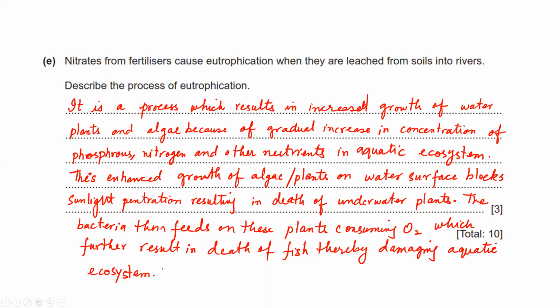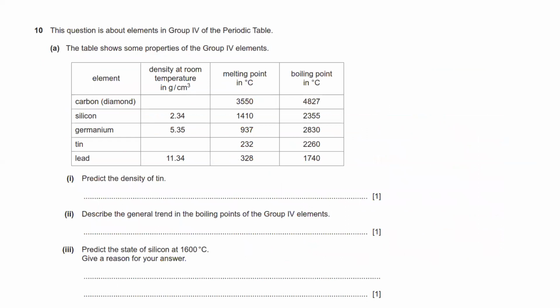Okay, so this is what eutrophication process is. Basically, these nitrates and all these nutrients, when leached into the water, they do all sorts of things to the freshwater lakes or the aquatic ecosystem. And this is why, although this may result in some benefits, it also damages the aquatic system in a bigger context. Okay, so this is how we solve this.